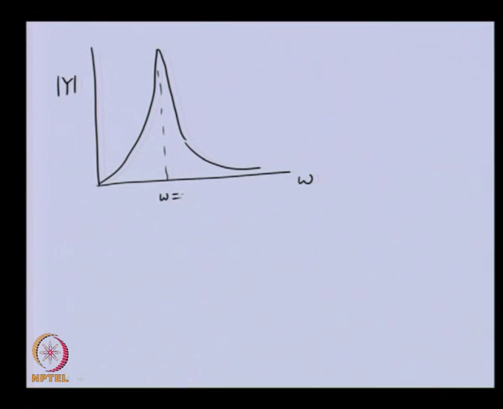Nearly at the natural frequency it will be infinite without damping, but as we increase the damping, the maximum will occur slightly below the natural frequency. These are for different damping ratios. This is the increasing order of damping, and the response would be seen like this. There will not be 0 here at the corners.